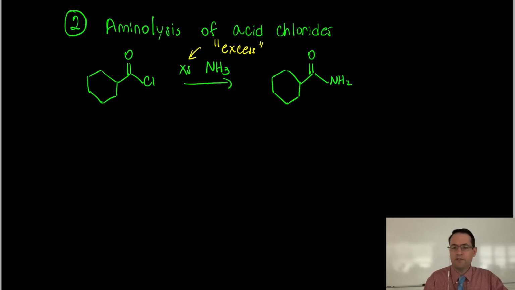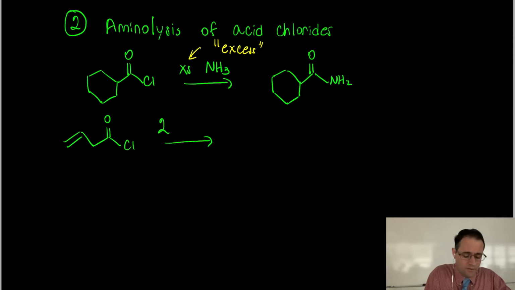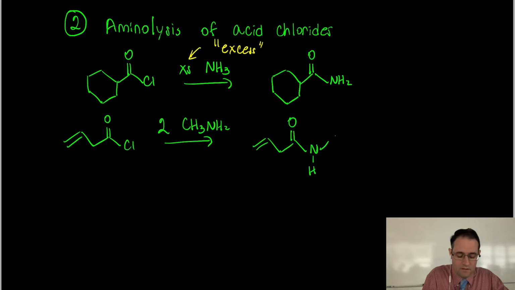You can also do this with primary amines. So for example, if I add 2 equivalents of methylamine to this, I will get the N-methyl amide, okay?